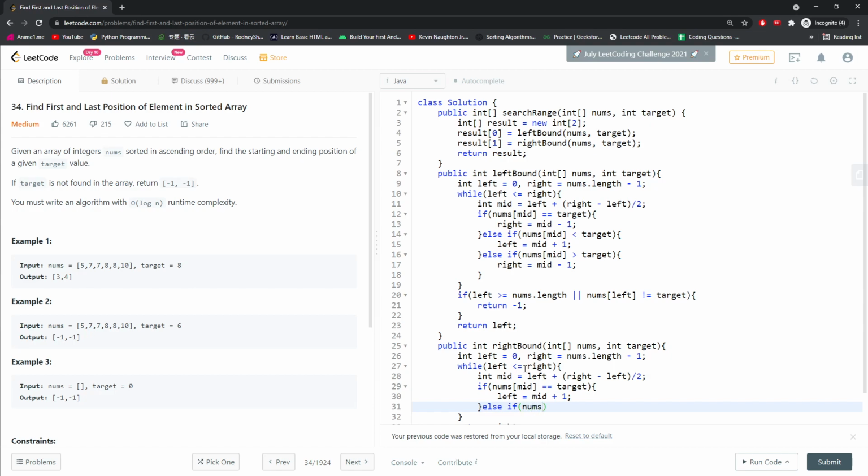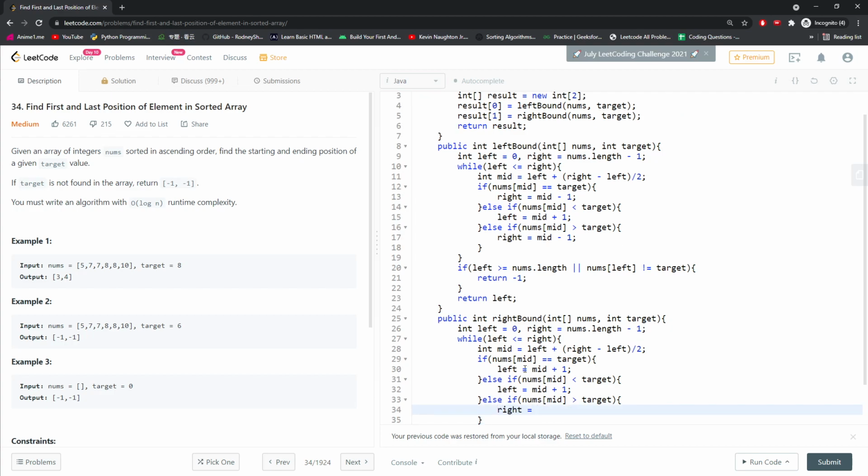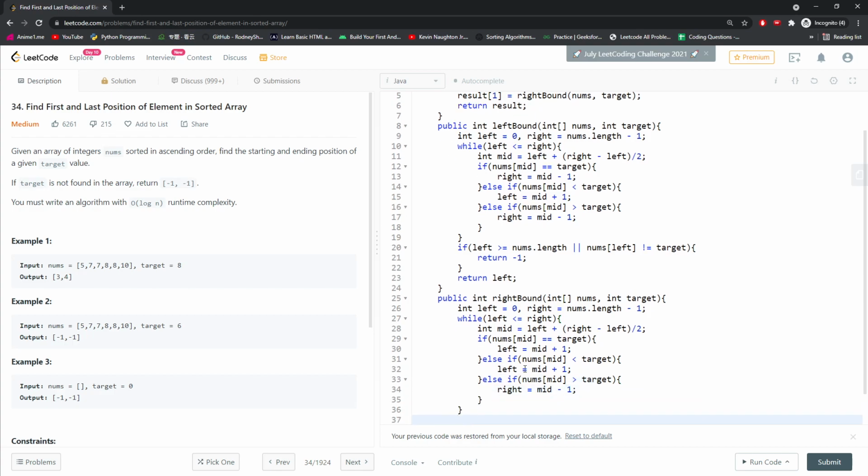Else if nums mid is less than target, the same thing as for the left bound. If the target is way too big, then left equals mid plus 1. Target is too big, so my left pointer moves to mid plus 1. Else if nums mid is greater than target, then right equals mid minus 1, since the mid value is too big. Okay, what happens here?